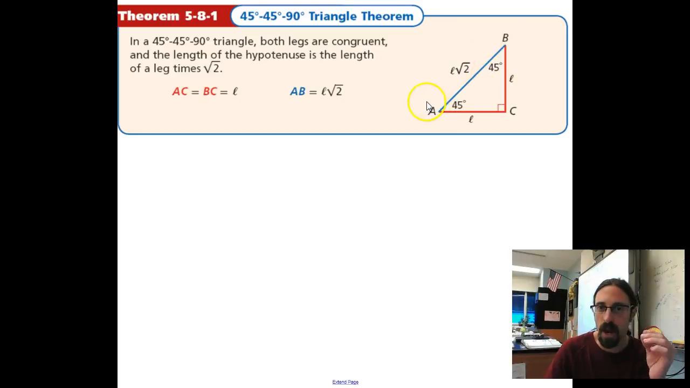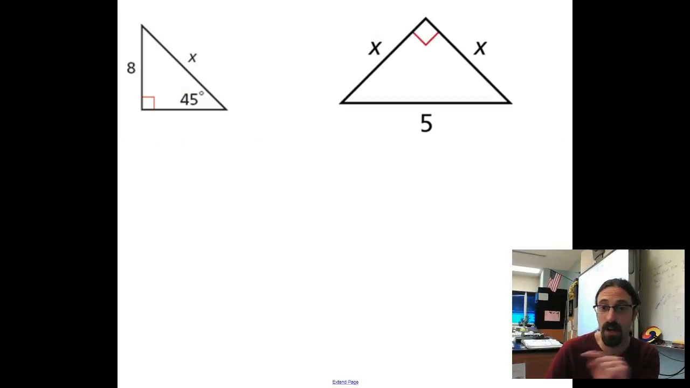This is a theorem, and it states that in a 45-45-90 triangle, the hypotenuse is equal to the length of the short side times the square root of 2. Okay? And again, this has to be isosceles. The legs are the same. The hypotenuse is the leg times the square root of 2. The key here is to not overthink it. If you overthink it, you're going to suffer. All right, let's take a look.